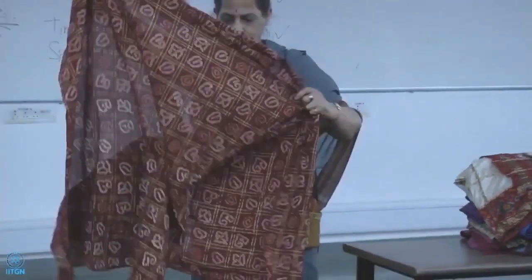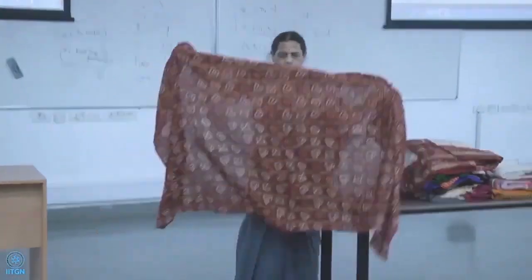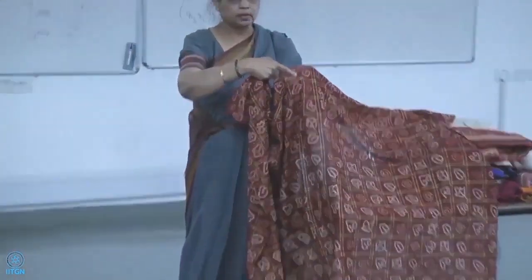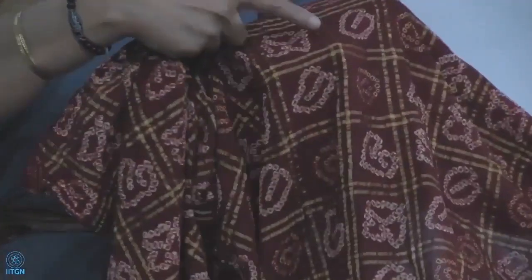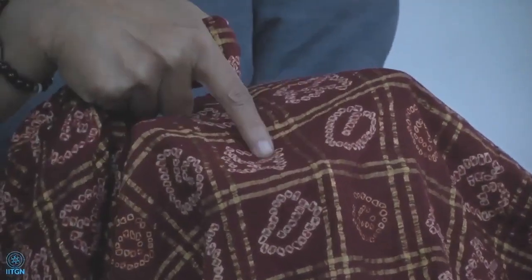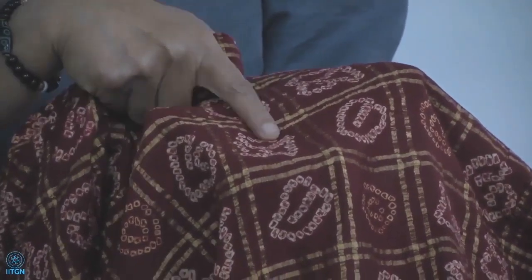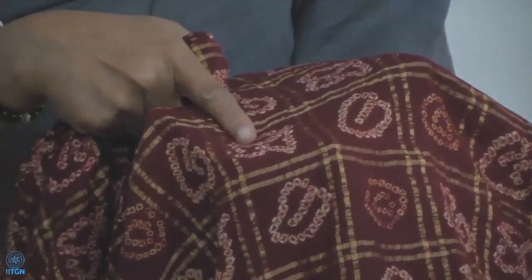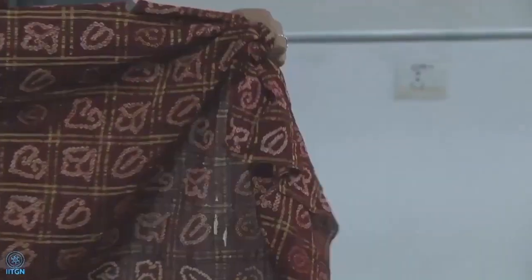This is a sample of tie-dye. This is a gharchola. This is a post-loom design. So the original cloth has been woven with these squares. There is zari and you have a fixed space where you can do your design by tie-dyeing. Now you see how much design has been done, the kinds of patterns that have been done, right?